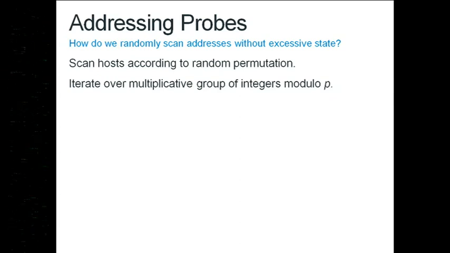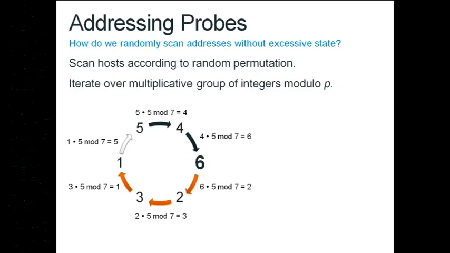The way we chose to do this, and we want to do this without storing a lot of state. We don't want to have to make up this list of all the addresses in advance and then use it, because for 4 billion addresses, this is going to be a multiple gigabyte list. So what we do instead is we use this trick from the world of math. This trick that the crypto people would think is trivial, where we iterate over a multiplicative group of integers modulo p for some p that's about the size of the address space.